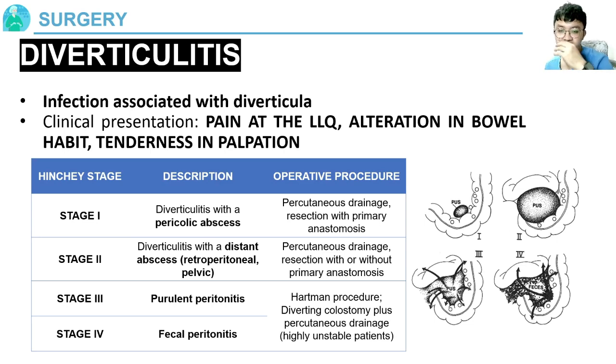For stage 1 and stage 2, you have the options of doing conservative management or percutaneous drainage. Okay. For stage 3 and stage 4, however, you are now prompted to do an open procedure. You can do a Hartmann's procedure by resecting that part of the sigmoid colon affected plus a colostomy, especially in stage 4 or in patients who are highly unstable.